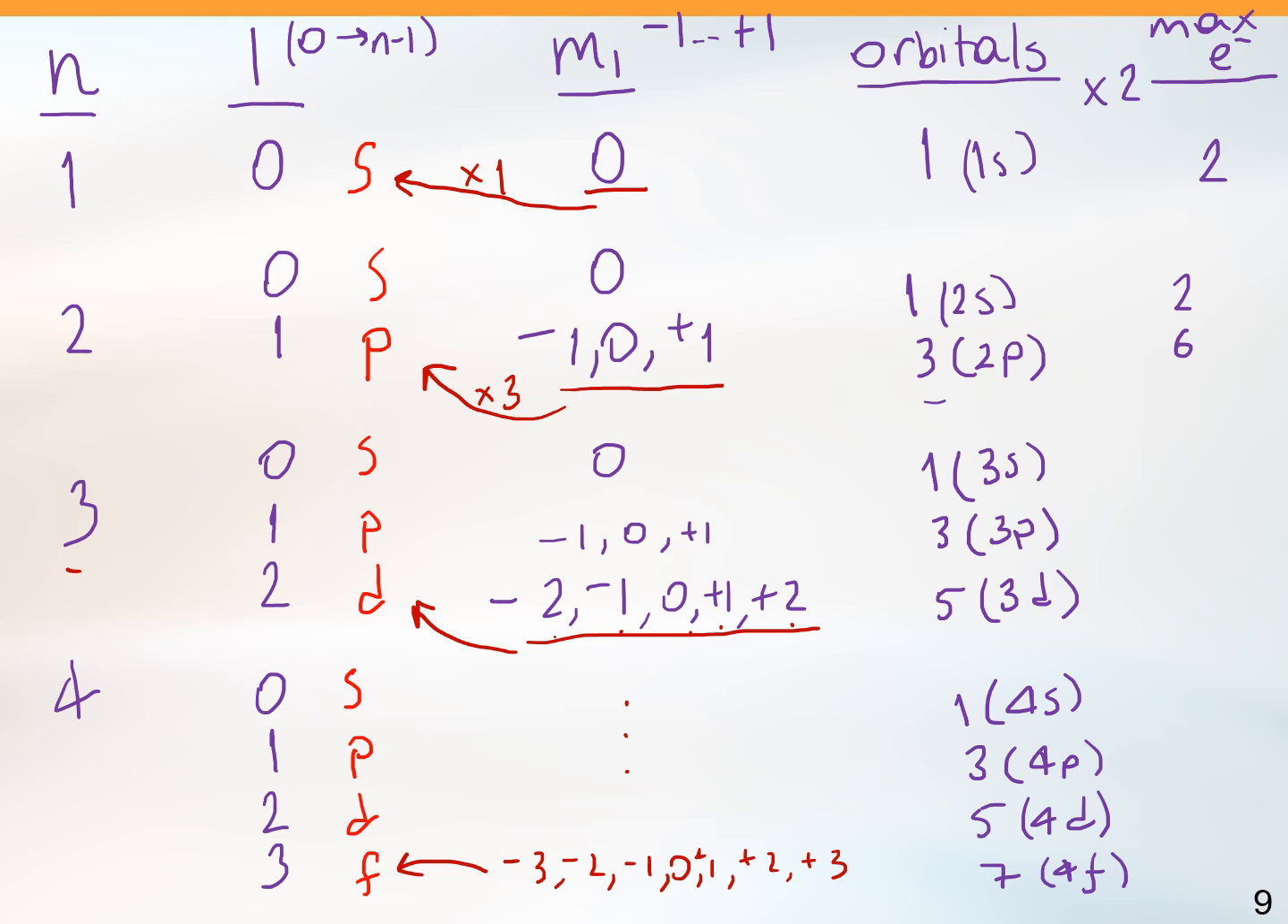When it comes to the third shell, one 3s orbital can take 2 electrons. 3 3p orbitals can take 6 electrons, and 5 3d orbitals can take a total of 10 electrons. I'm getting these numbers by multiplying the number of orbitals by 2. And the same goes for the fourth shell: 2, 6, 10, and 14. And these are the maximum number of electrons that can be put into those shells.